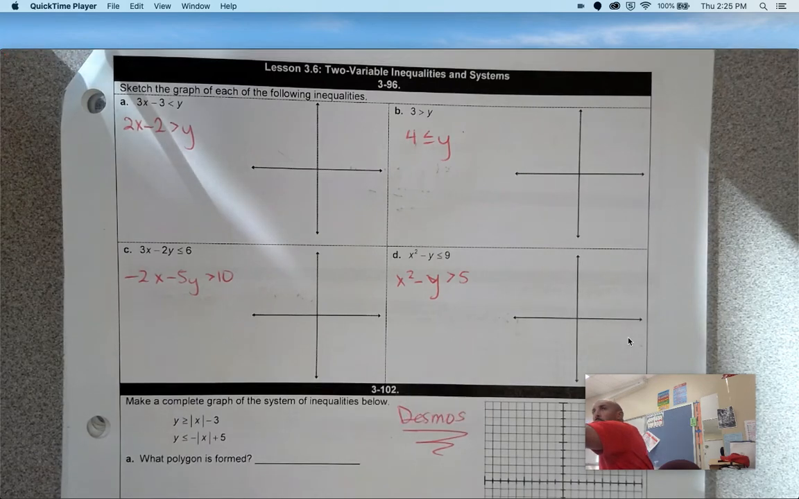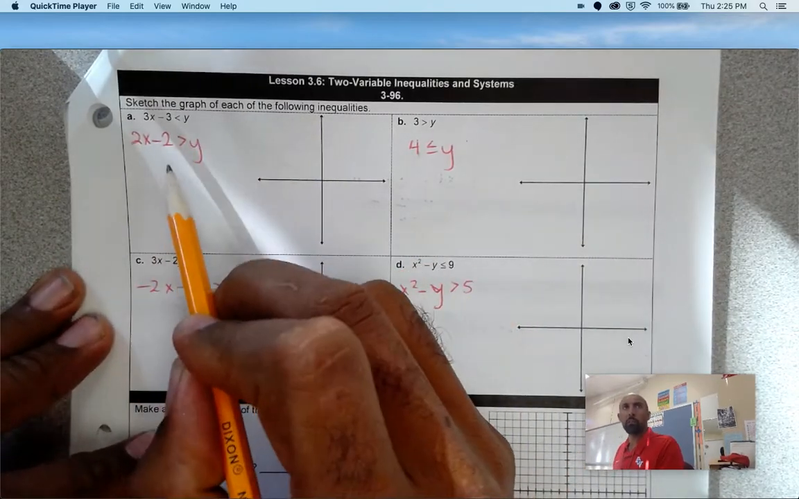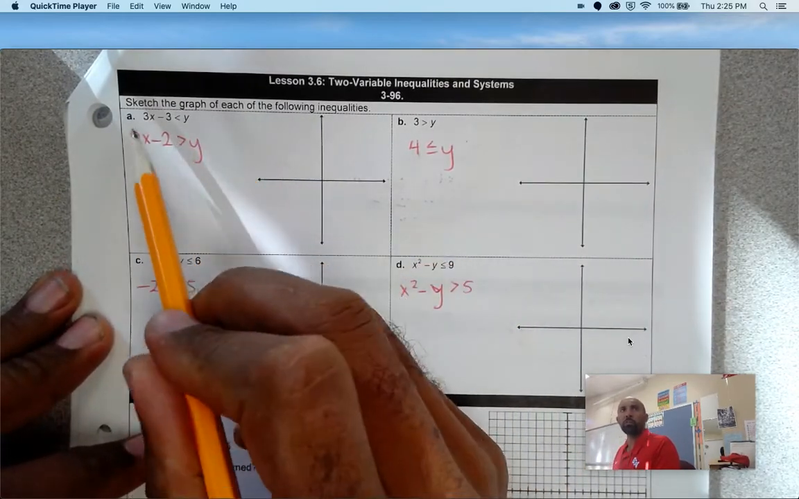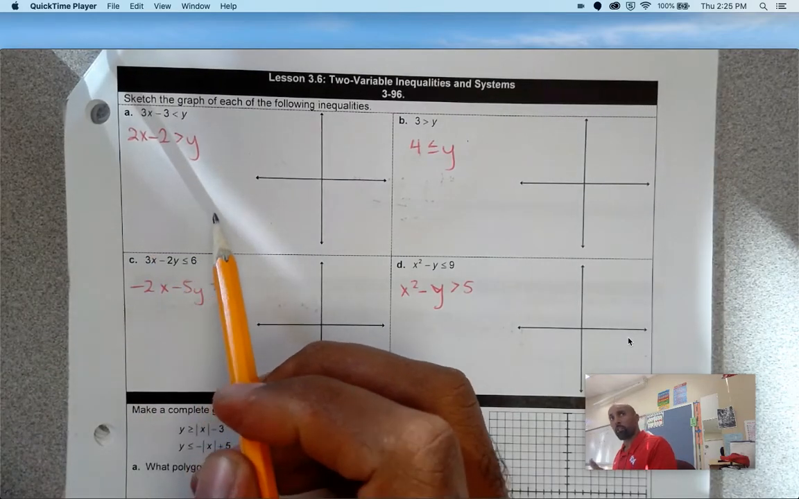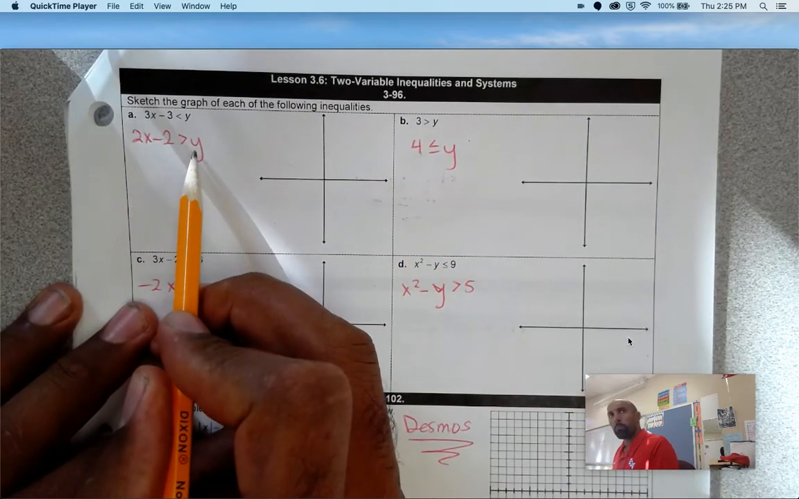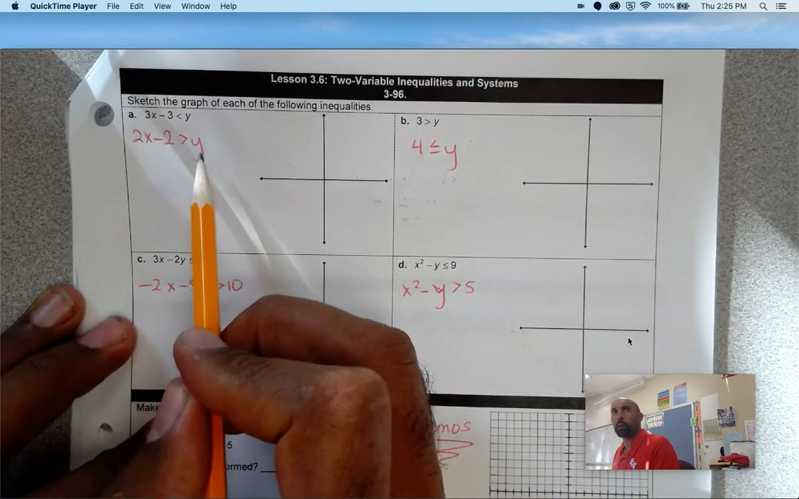Okay, so we're going to go over lesson 3.6. Starting with this first one, we're sketching the graph of the inequality. We first want to get this in a form that is more familiar so we can actually graph it. Notice how all these equations have a y in them. We want that y to be by itself.